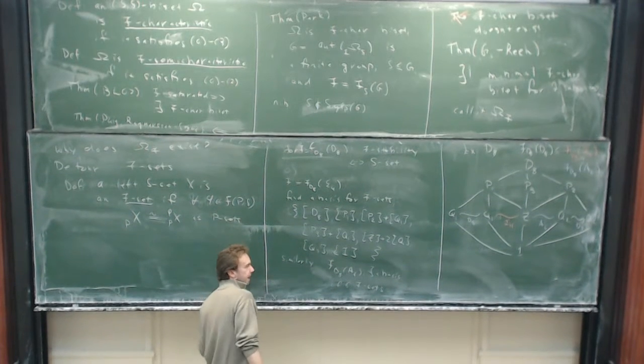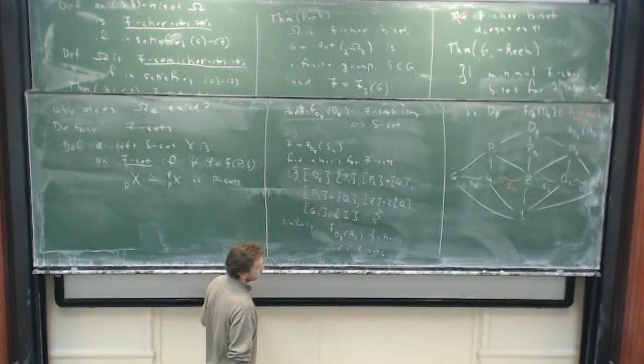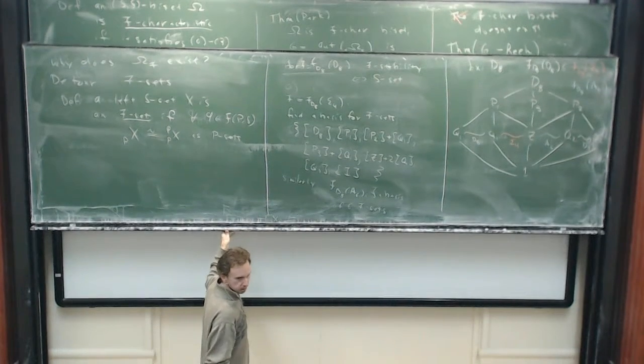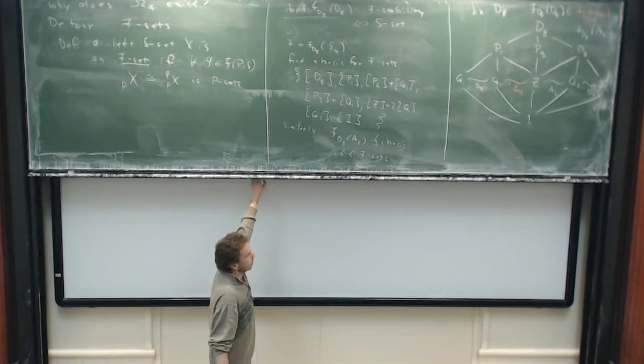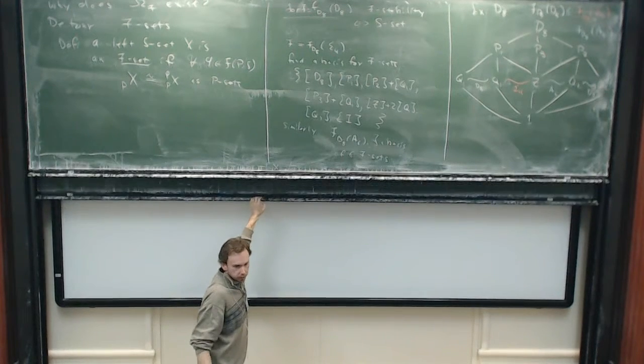And again, basis means that anytime I have an F set, an F stable set, it decomposes uniquely, up to isomorphism, as a sum of those 6 guys that I'm not writing down.